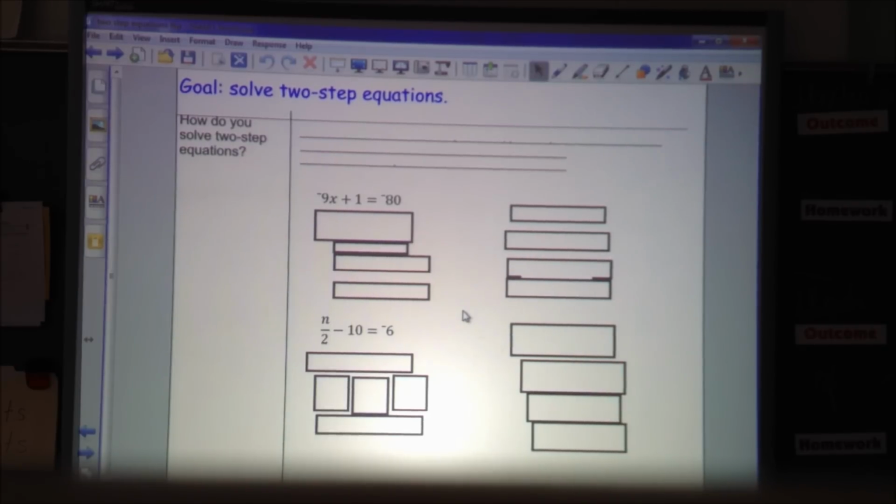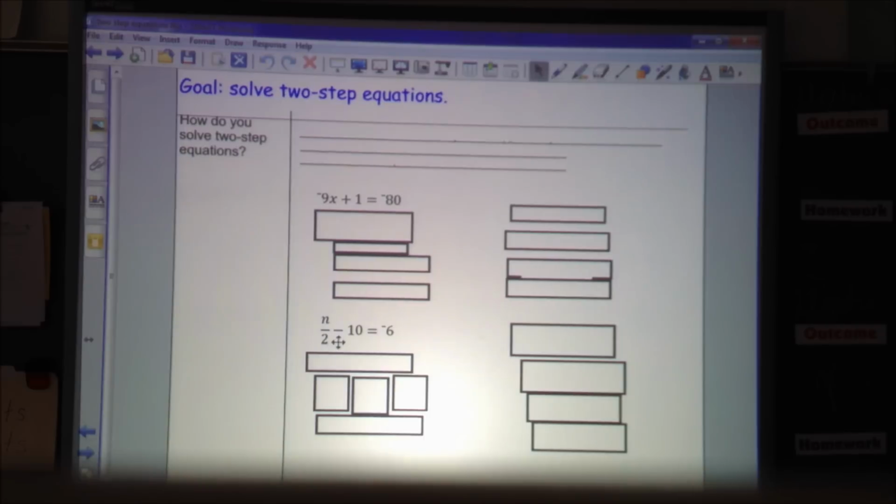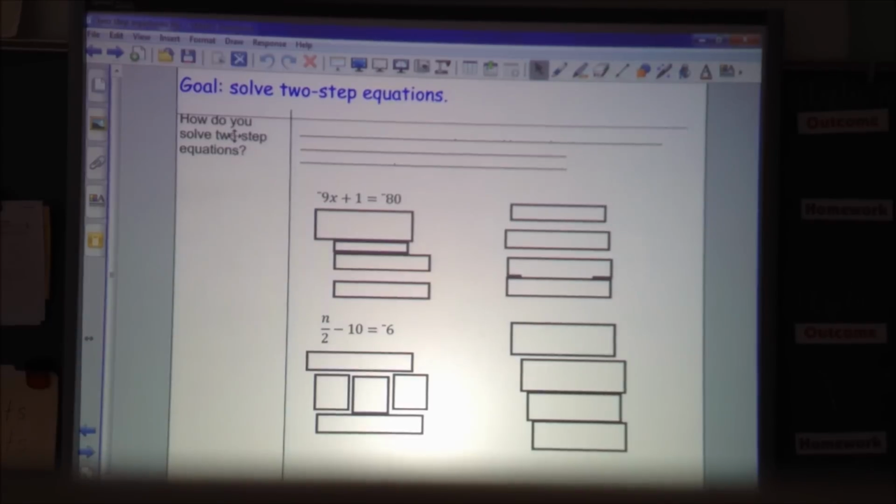Today our goal is to solve two-step equations. And two-step equations are simply equations that have two operations in them. So for this first example, I have multiplication and addition. For this second one, I have division and subtraction. So how do we solve two-step equations?